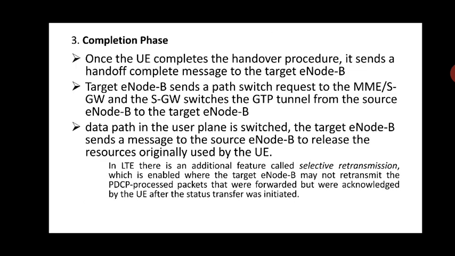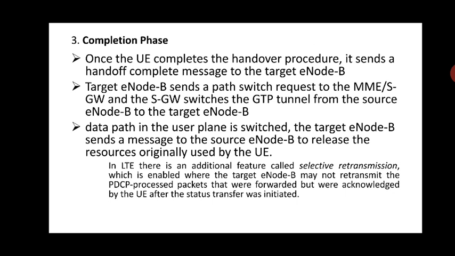Okay, under the completion phase, once the user equipment completes the handover procedure, it sends a handover complete message to the target E node B. It means it is completely released from the source node. Then the target E node B sends a path switch request to the MME and SGW, indicating that it has just moved from one node to another node, through the E node B to the target node B. And hence in this step, the data path in the user plane is switched.